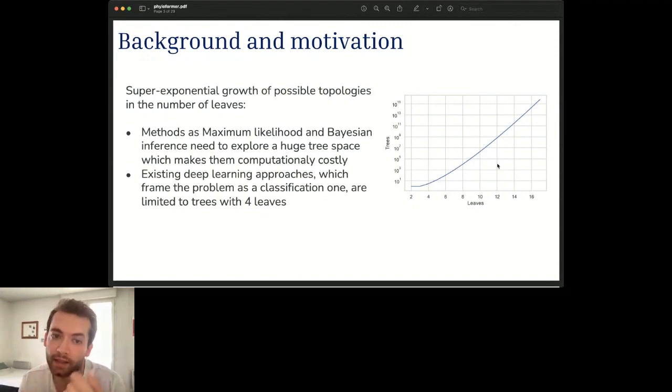This entails the fact that state-of-the-art methods for the task, such as maximum likelihood and Bayesian inference, need to explore a huge tree space, which makes them computationally costly. And for the same reason, existing deep learning approaches to the problem, which frame it as a classification problem, are limited to trees with 4 leaves.